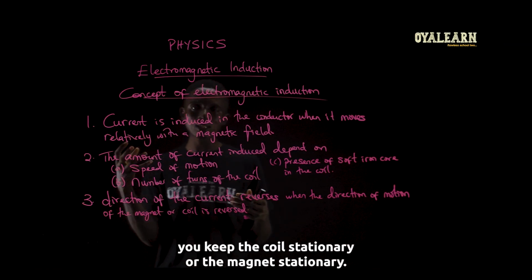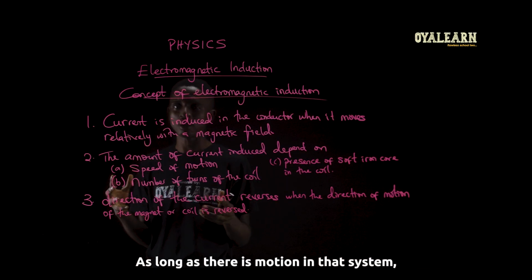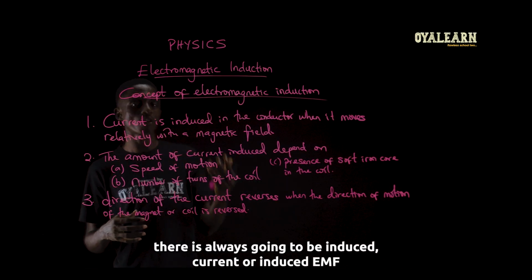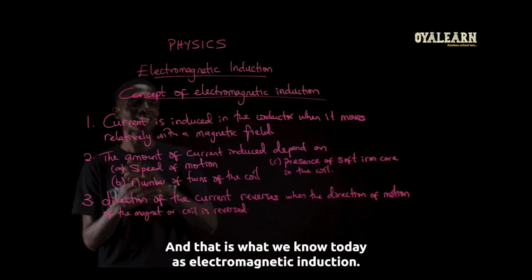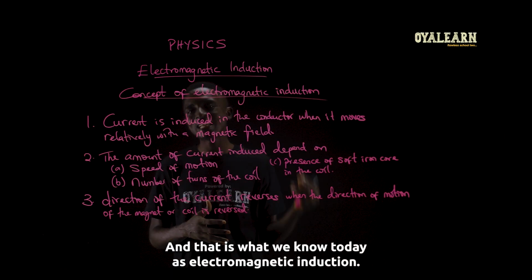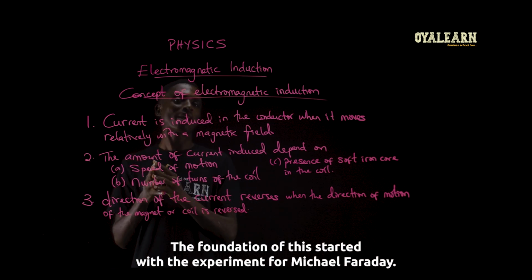Now, what you're going to see from this is that every time you make motion, whether you keep the coil stationary or the magnet stationary, as long as there is motion in that system, there is always going to be induced current or induced EMF. Okay? And that is what we know today as electromagnetic induction. The foundation of this started with the experiment from Michael Faraday.